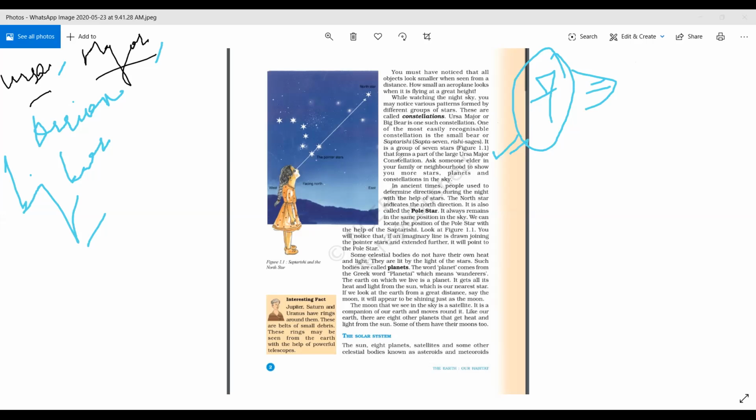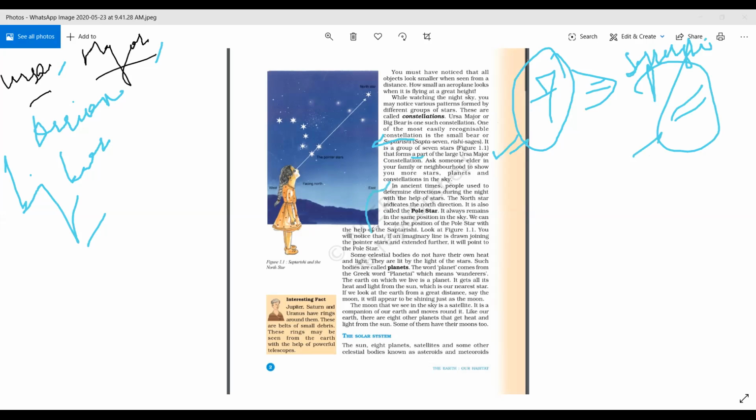So this is what it is. Yes, it's the Saptarishi. What is Saptarishi? Saptarishi is a constellation which is formed by the seven stars. It is a group of seven stars that forms a part of the largest.